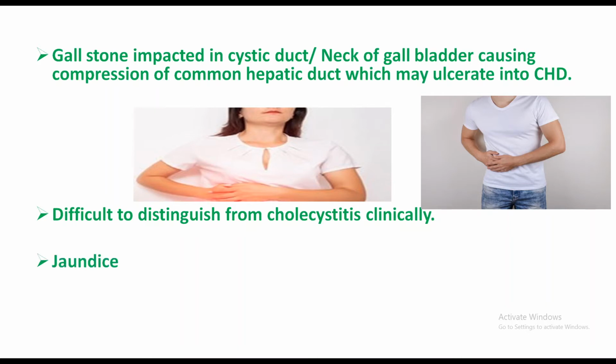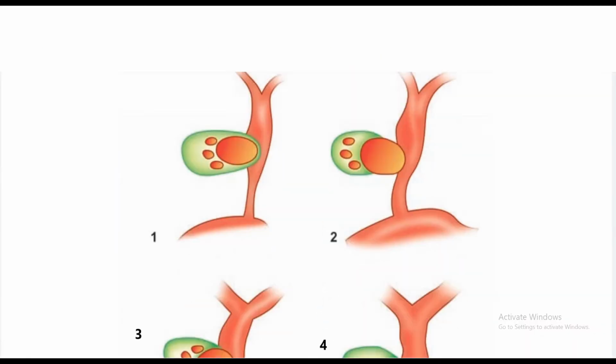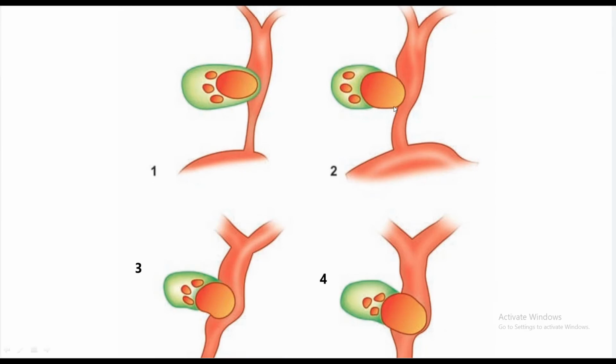There can be jaundice when there is complete obstruction like this. There can be recurrent cholangitis also. Now these are the grades. This is grade 1, grade 2, grade 3 and grade 4.